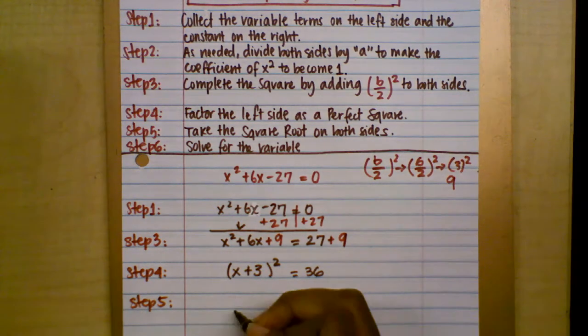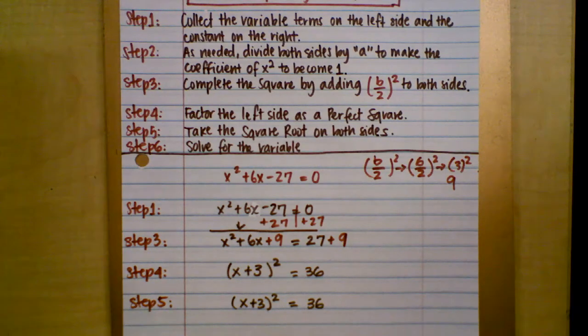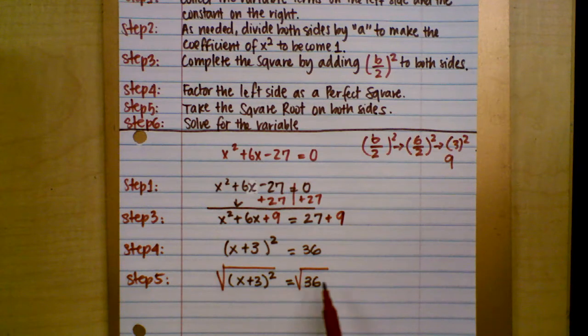So let me rewrite. You have (x + 3)² = 36. So you're going to take the square root on both sides. Alert: because you have even roots, when you take the square root on both sides, make sure you include the minus and the plus sign on the right side of the equal sign. Okay, so now let's continue.